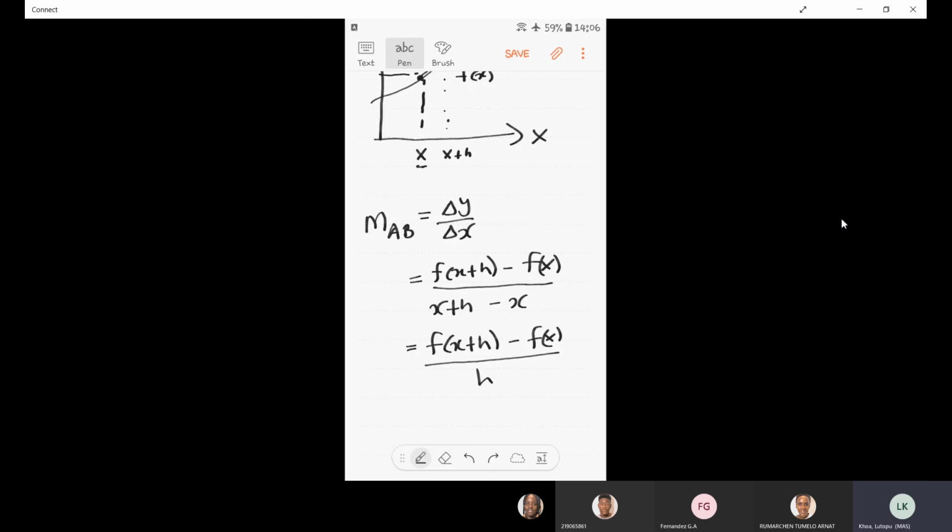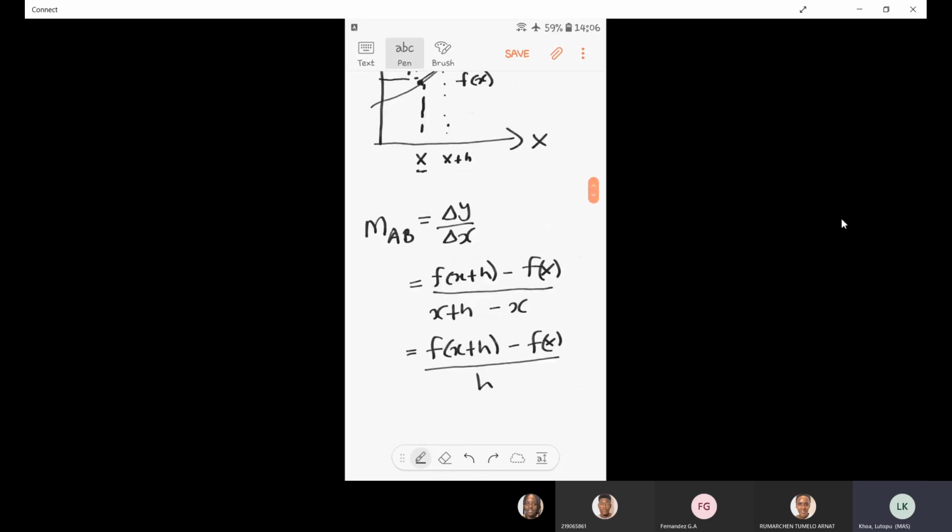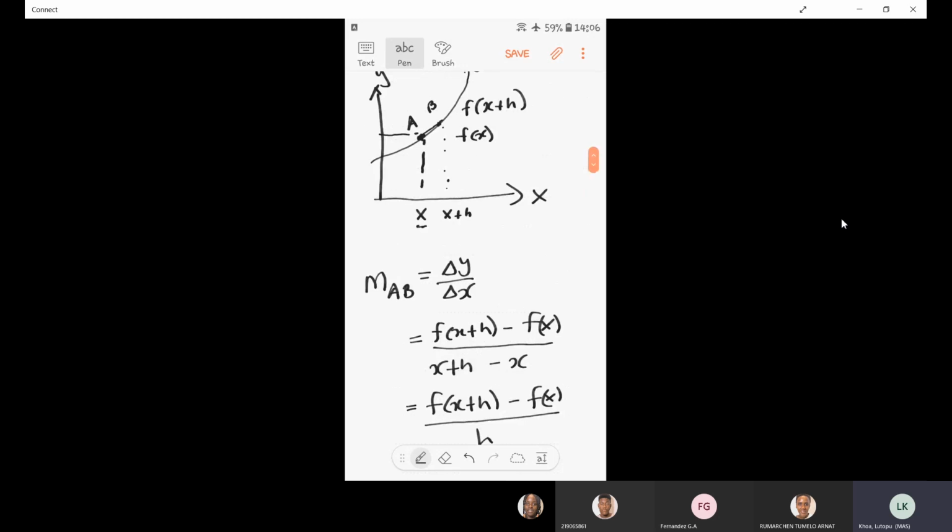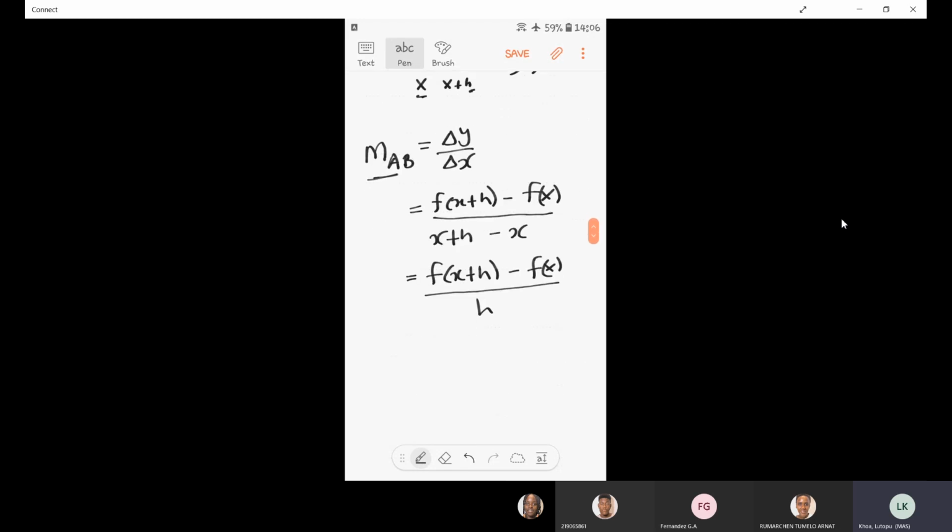Now remember what we want. I want to find the gradient at the point A, and not of a line connecting A and another point on the graph. So I try to work out what is happening to the gradient if this h is getting smaller and smaller, in other words, if h is going to 0. So what I'm actually interested in is the limit as h goes to 0 of f of x plus h minus f of x, over h.